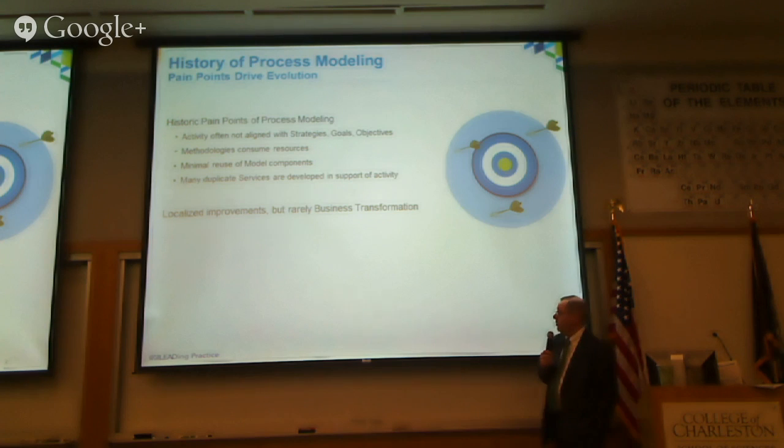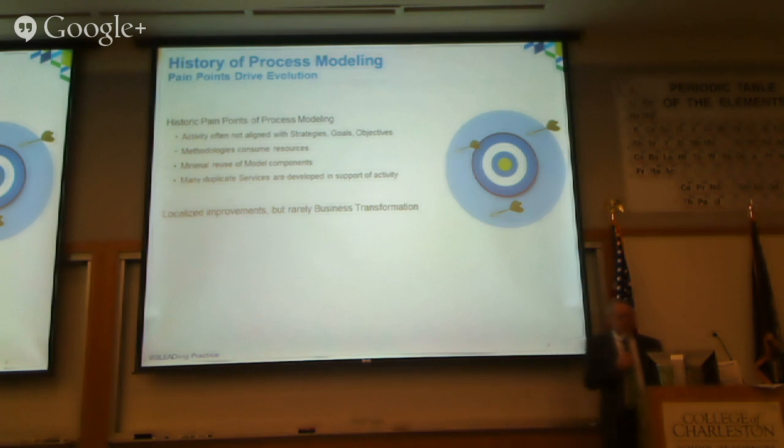But there have been pain points associated with it. One of the key ones that we've seen is the activity that's done within the organization is often not aligned with the strategies, goals, and objectives of the organization. Obviously, a key element of what leading practice brings to the table. The methodologies themselves consume resources. If you've been involved in organizations that have applied a full-scale Six Sigma project or other types of methodologies, there's a lot of resources that are dedicated to that. That's all positive. There's improvements, but how do you know that they're tied to the corporate goals?